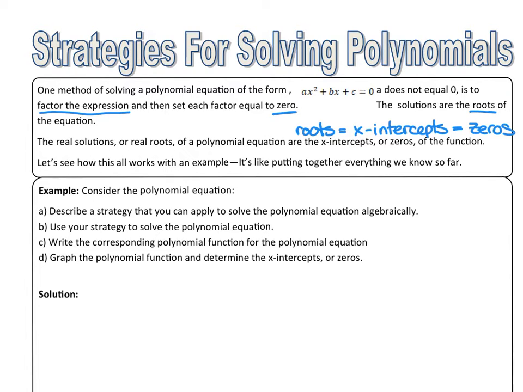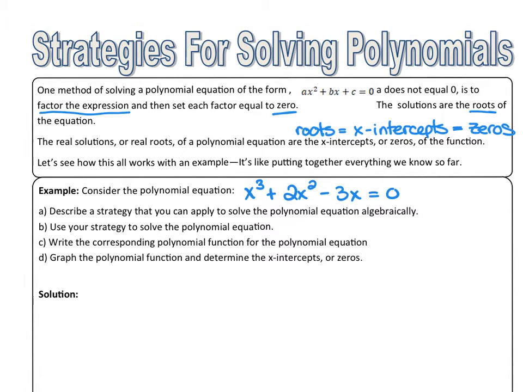Let's see how this all works with an example, and it's like putting together everything we know so far. So we're going to consider the polynomial equation. I usually give it to you guys, but I forgot to put it on the sheet this time. But here it is, x cubed plus 2x squared minus 3x equals 0.